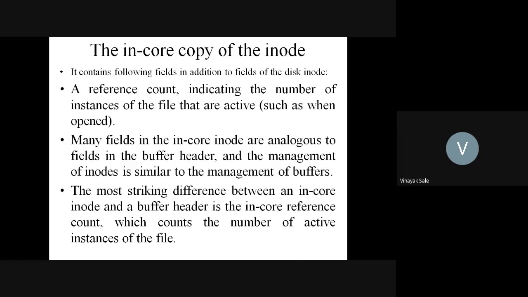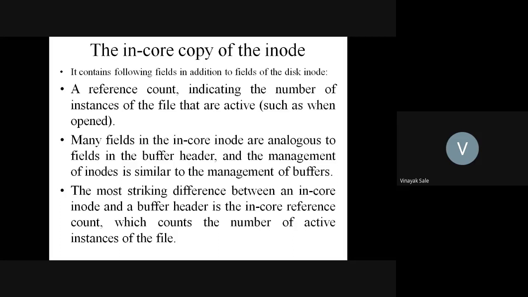In the previous chapter, on allocation of buffers, we saw the getblk algorithm with its five scenarios for allocating a buffer to a process. Similarly, here we have allocation of an inode to a process. So the buffer header is analogous to the inode. The most striking difference between the in-core inode and the buffer header is the in-core reference count, which counts the number of active instances of the file.